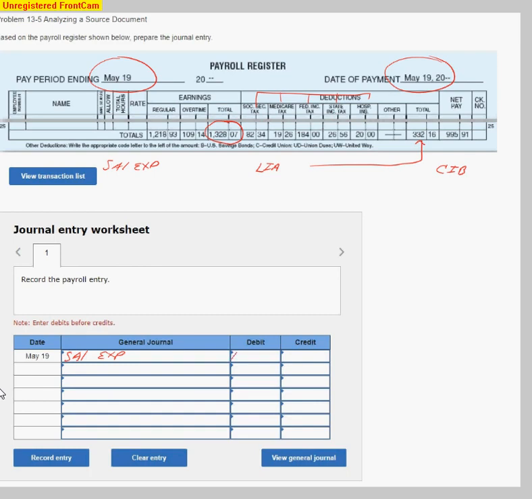So $1328.07. The liabilities all get listed individually. So you have the Social Security tax payable. That's $82.34. You have the Medicare tax payable, $19.26.